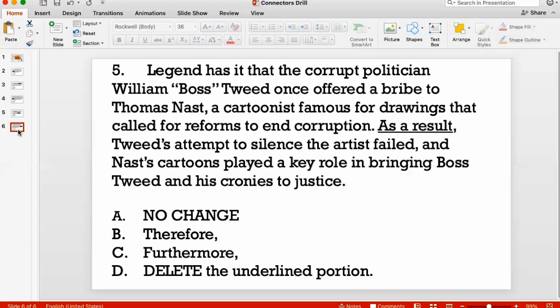So I can't say "as a result," because "as a result" would make sense in case what happened in the second sentence was a result of the first one, but it's not, right? Because the attempt to bribe Nast failed. So it's not a result of the first one. So that doesn't make sense. For the same reason, "therefore" doesn't make sense, because "therefore" and "as a result" institute a cause-effect relationship, and this is not a cause-effect case, right? The second is telling me that Tweed was not able to bribe the artist. So this is also wrong.